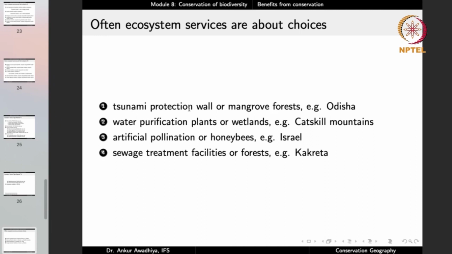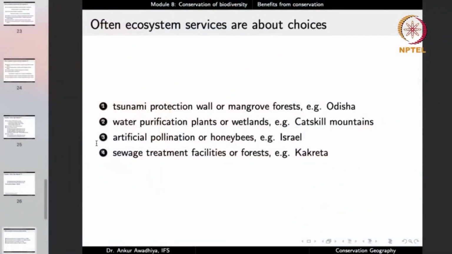Similarly, in the case of water purification benefits, we can either make use of wetlands, as the city of New York is doing, or we can make use of water purification plants. So if a water purification plant is being set up in your locality, you can always ask the question, why don't we just conserve our wetlands? Because the wetlands will provide us with the water purification benefits, plus they will also provide other benefits such as tourism, recreation, jobs.